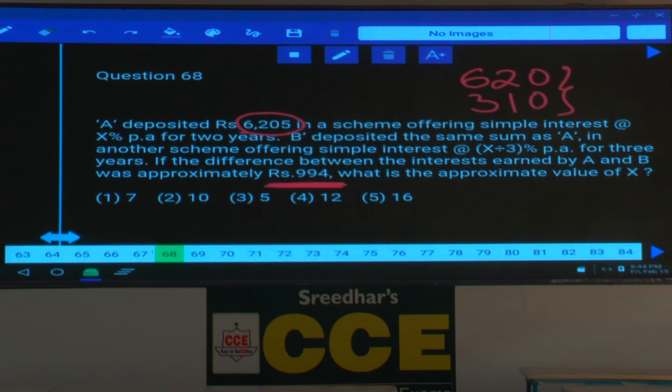So more than 15%, but less than 20%. Because 10% is 620, 20% will be 1240. Correct? Rate of interest is more than 15, less than 20. Look at your options. Only one. Got it?